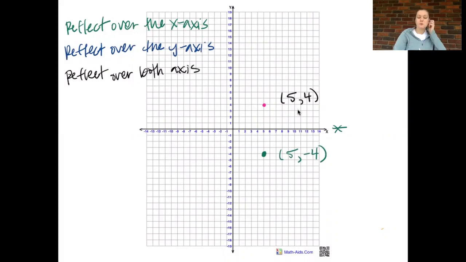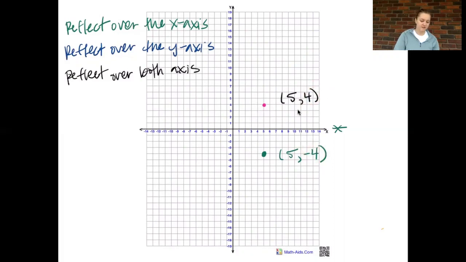So this would be at, if I were to write the coordinates, 5 and -4. And what you'll see is when we reflect over that x-axis, my y value is what changes, right? My x didn't change since I'm going over top of x. Those are all still at x equals 5, but I'm going from +4 to -4, right? We can see that there, +4, -4.